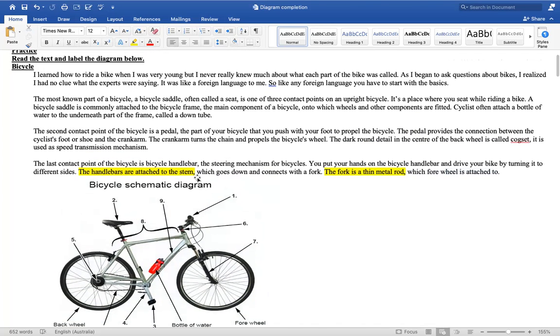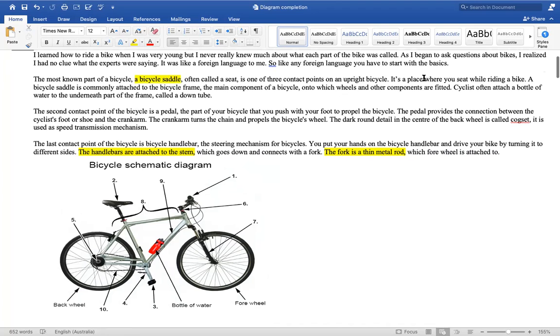Don't use your own knowledge. Even if you're an expert, you shouldn't be using your own knowledge, because whatever he says here, that's the truth. Second one, even though you know that seat, plain and simple, we still go find the answer. The most known part of a bicycle is a bicycle saddle, which is often called seat. It's one of the three contact points on an upright bicycle. It's a place where you sit while riding a bike. It's attached to the bicycle frame. So this is a saddle.